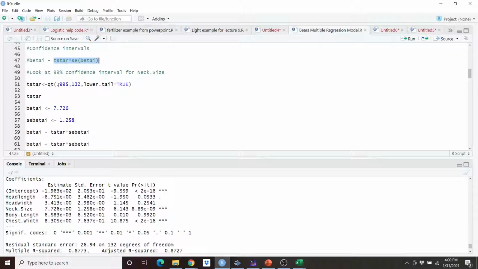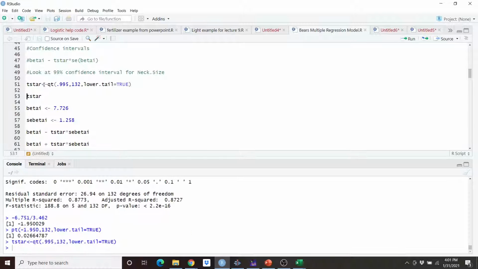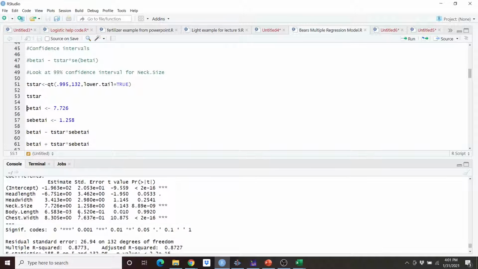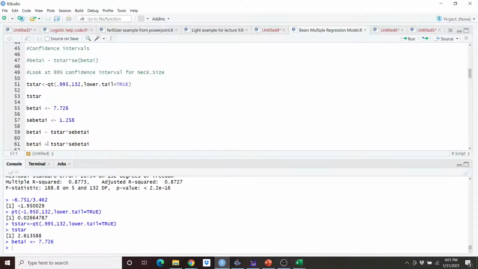Notice I want 99%, so my t star here is at 0.995. Why 0.995? Because I'm looking at what's below. 99% means that there's 1% left over, that's 0.5% in each tail. If I run this, I see that my t star value is 2.613588.